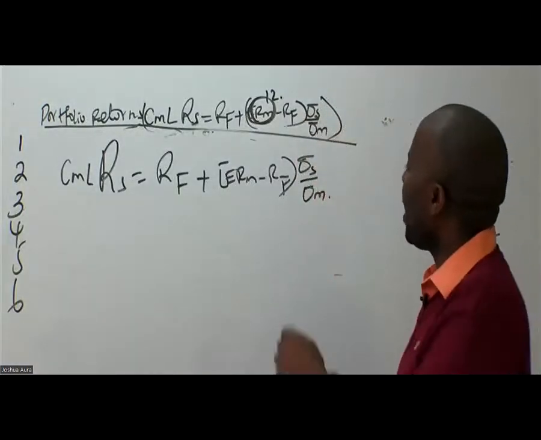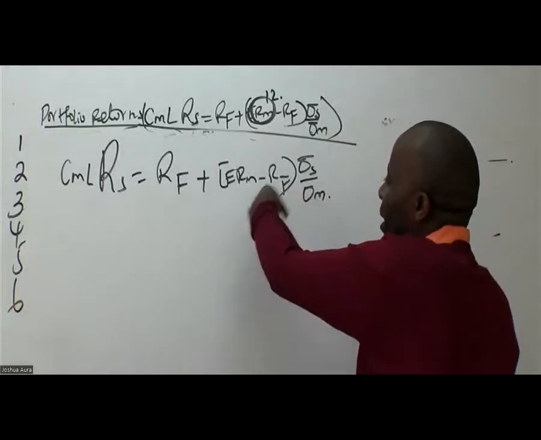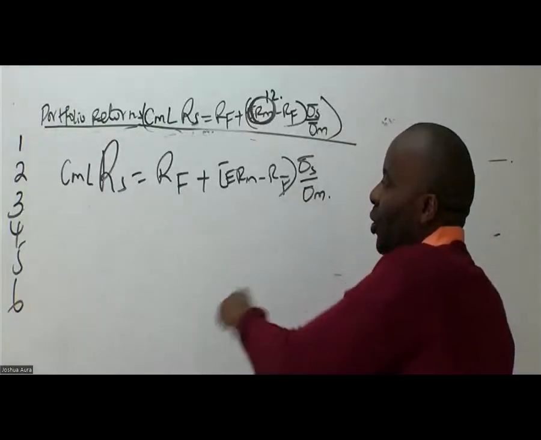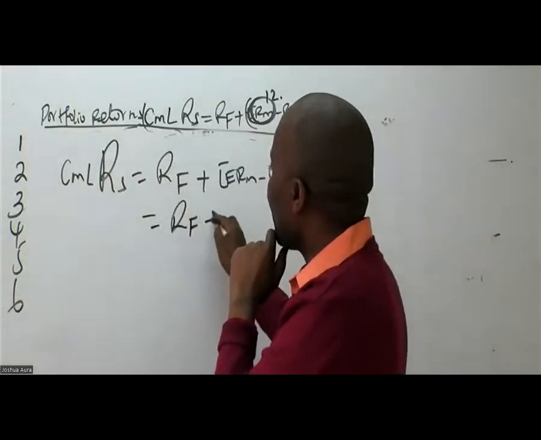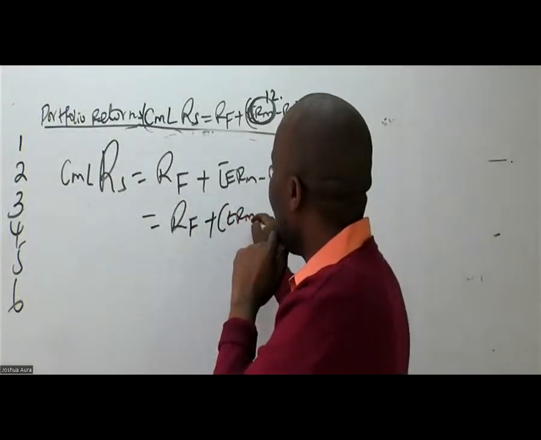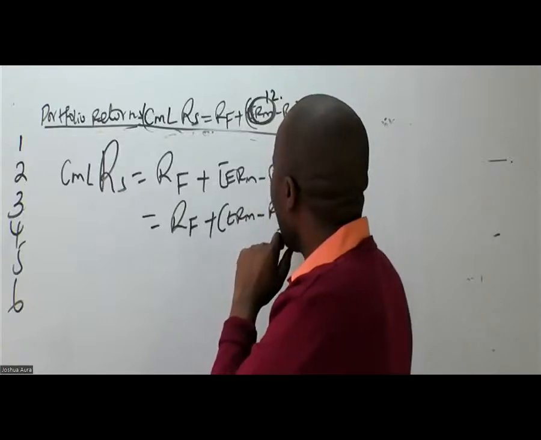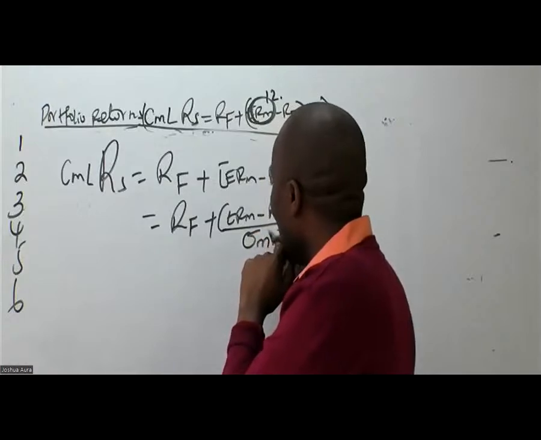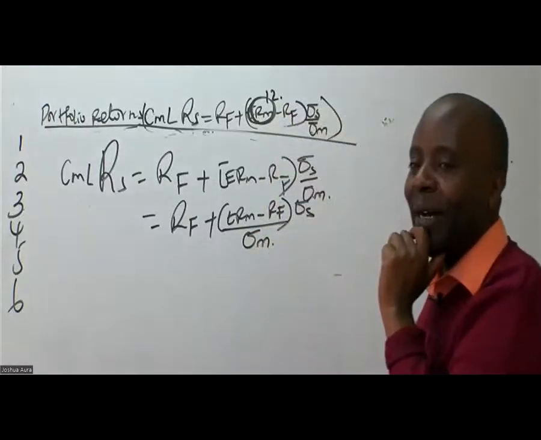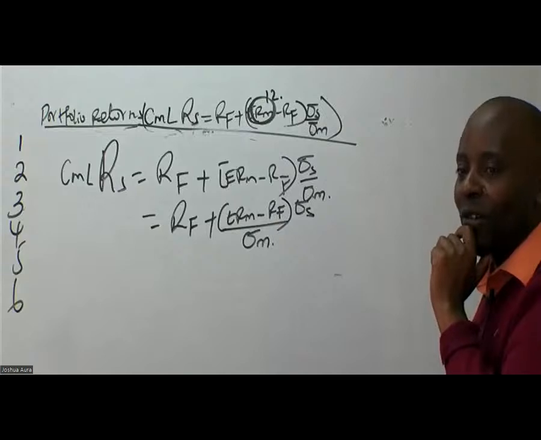But you see, I'm realizing that this standard deviation of the market is the same for everything down. So I can write this equation like this: risk-free plus, in brackets, ERM minus risk-free over the standard deviation of the market, times the standard deviation of the security. So I can bring this and put it there. No harm at all.